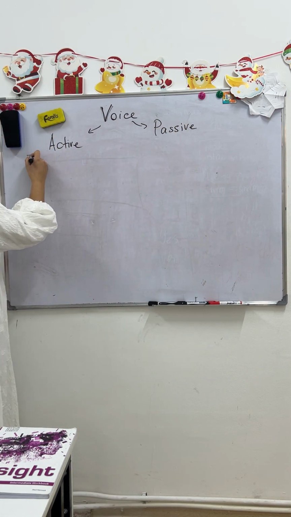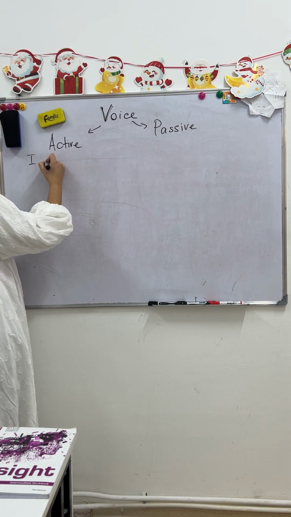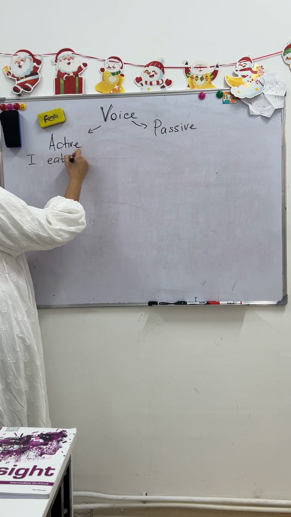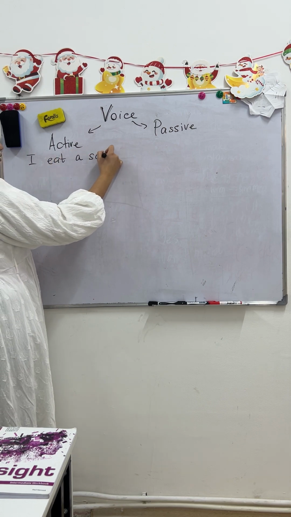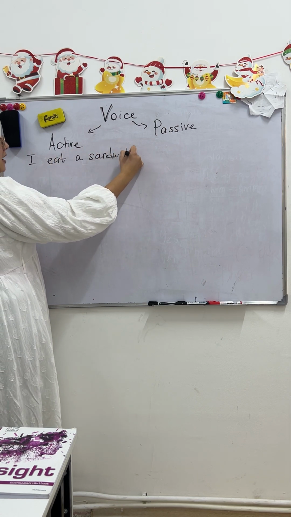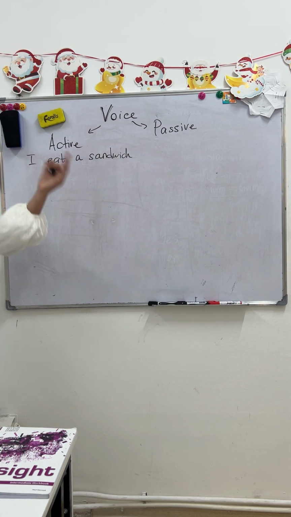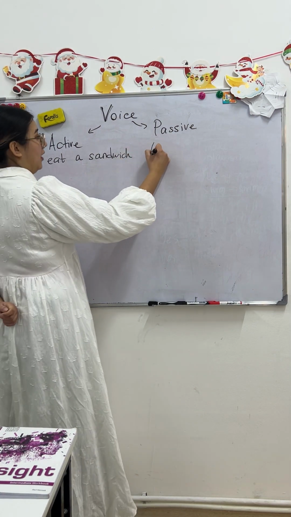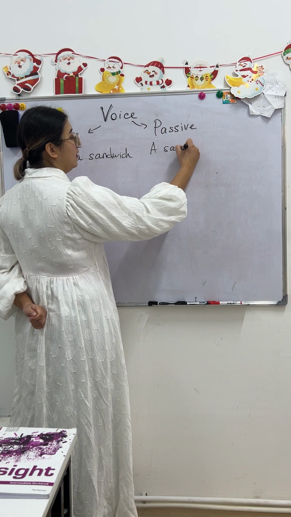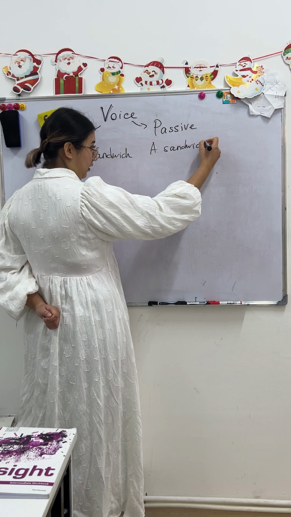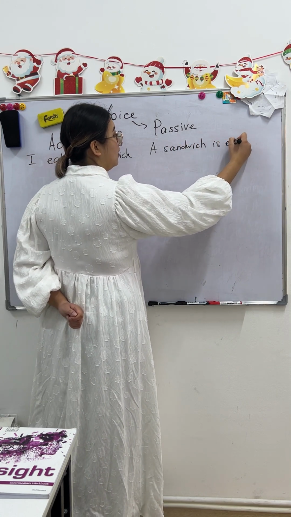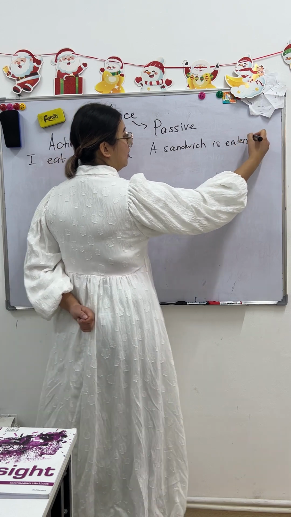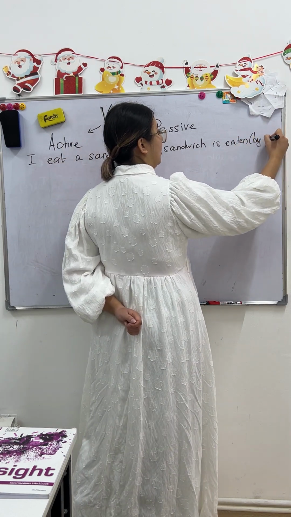Active is when I do the action. For example, I eat a sandwich. And passive is when the action is done on the object. A sandwich is eaten by me, for example.